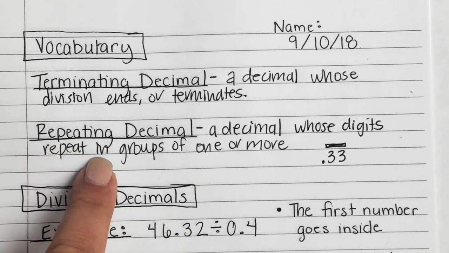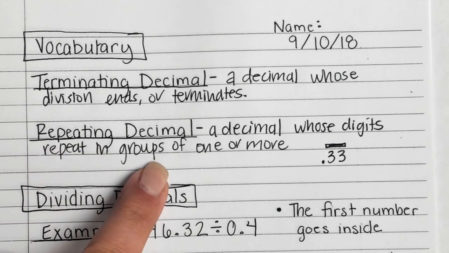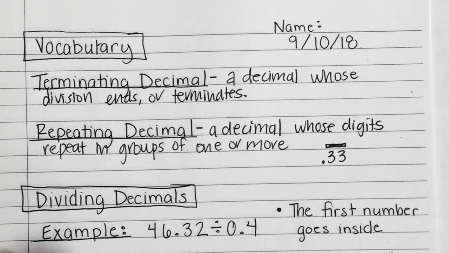That's the word in. In groups of 1 or more. The digits repeat in groups of 1 or more. So it could be one number repeating, or it could be 4 numbers repeating. This is what shows up.